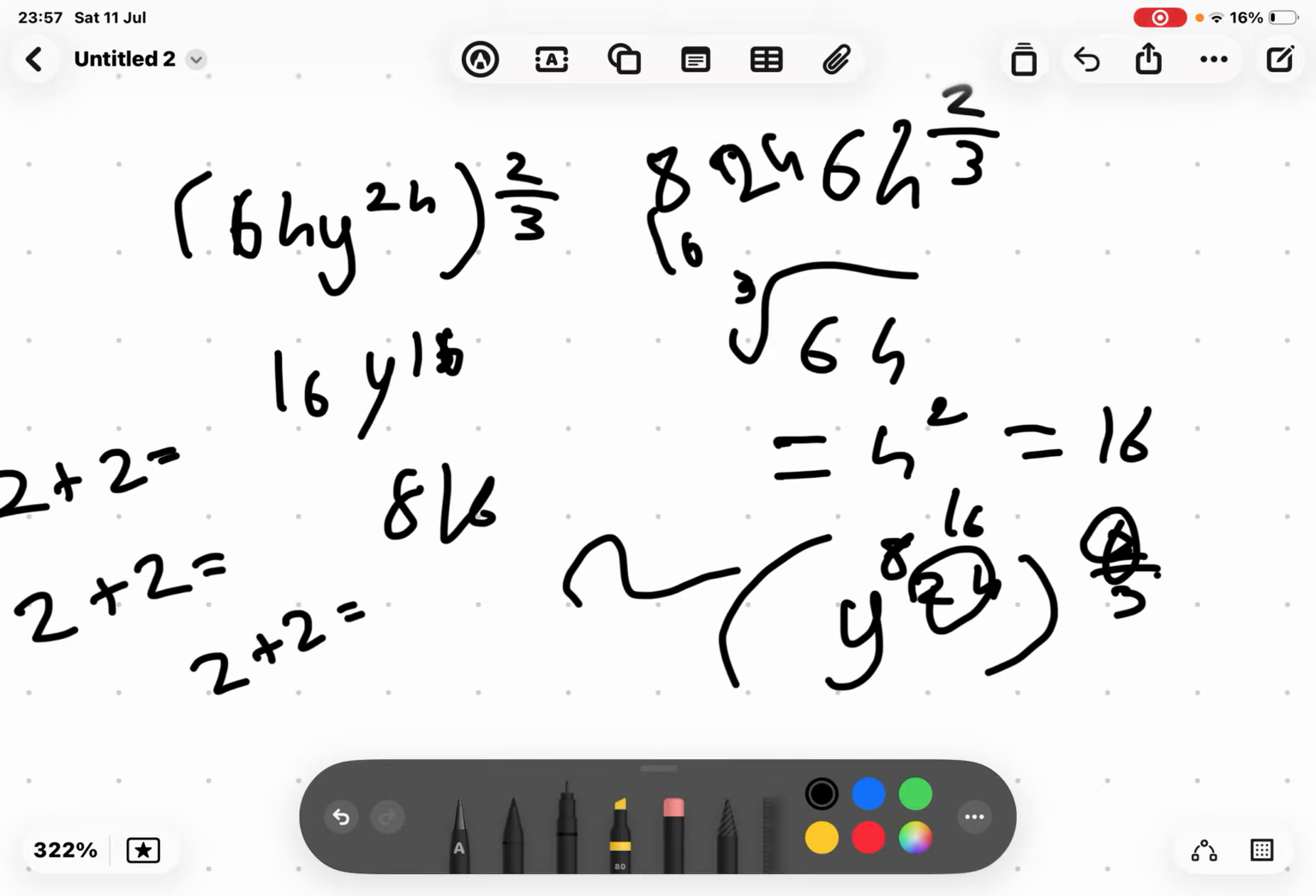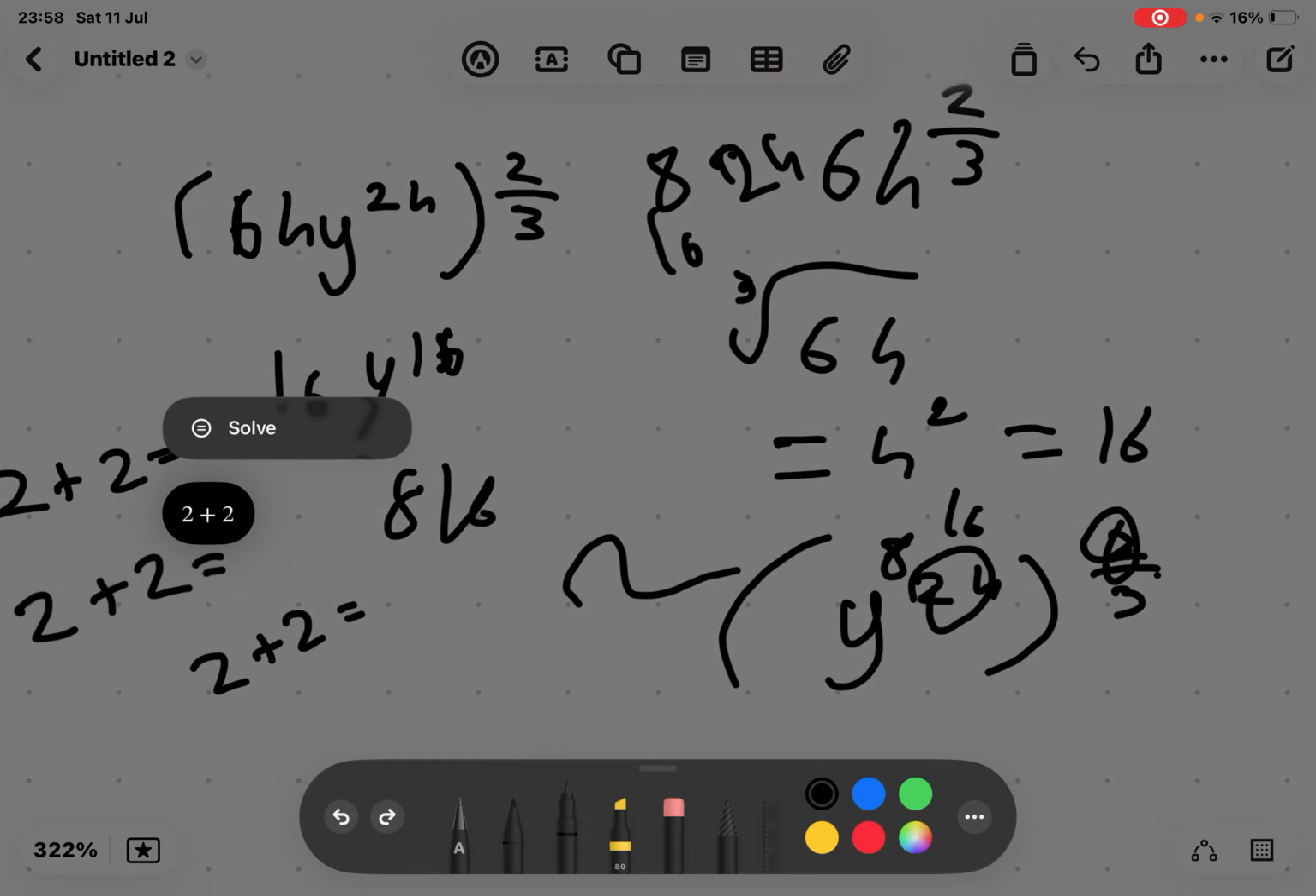Let me check in the calculator. So, 24 times 2 over 3. Yeah, I'm right. Okay, I guess that 18 just looks like a 6. Basically, this is what my calculator told me. Let me just quickly check.